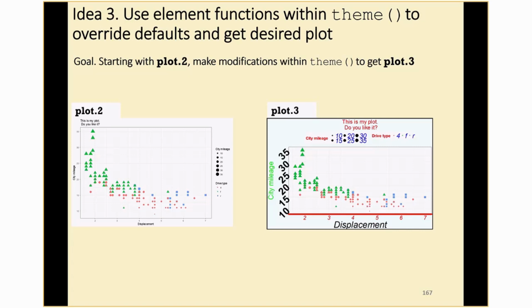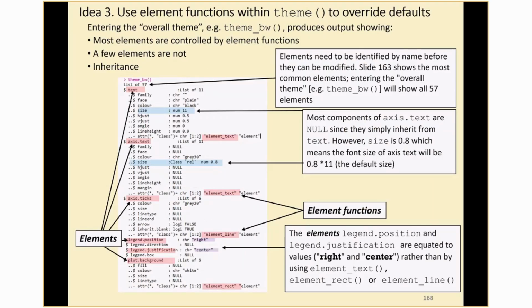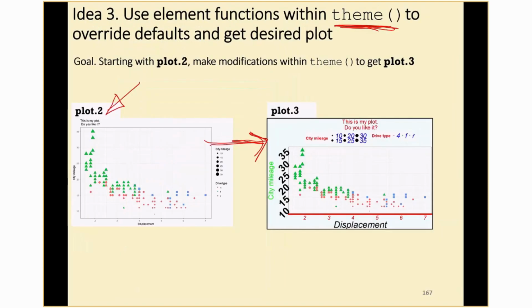So the third idea is that every plot has its default overall theme. And so when we left off, we had plot 2 that had a particular default overall theme, which is theme black and white. And then in preparing your plot for publication, what you're going to do is use the theme function to make alterations so that the plot is more to your desire. So what we just saw back here was our plot 2 that has its overall theme controlled by theme black-white.